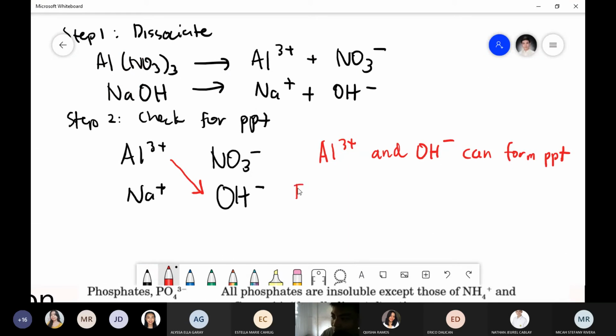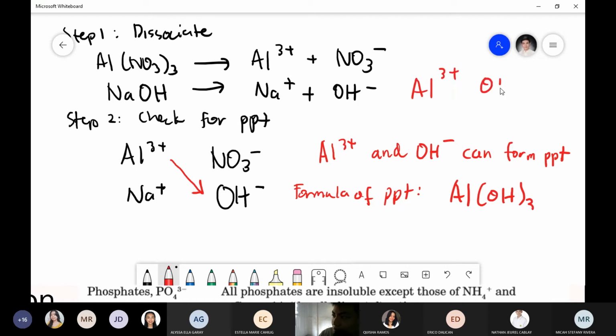Okay? So, what's the formula of the precipitate? Formula of precipitate. That's AlOH3. Paano naging ganun, sir? Ganito lang. Okay? So, you do the crisscross, just like what we did last time. Itong 3, lagyan mo ng parenthesis yung polyatomic. Yung 3, lagyan mo sa baba. Yung 1, lagay mo doon. So, Al(OH)3. So, we are able to form precipitates. Therefore, we should proceed with the next 2 steps.